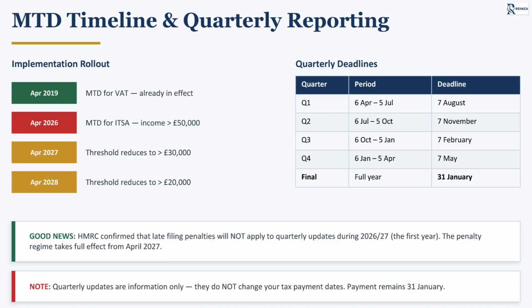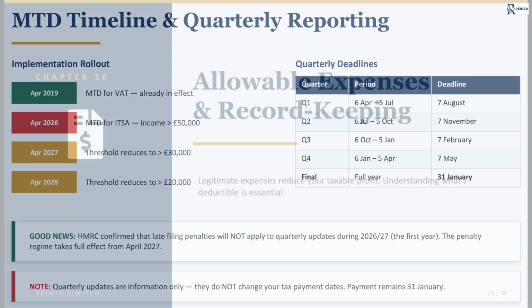However, an important note: these quarterly updates are for information only. They do not change your tax payment dates. You still pay your tax on the 31st of January, as before.